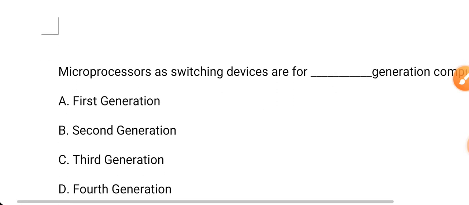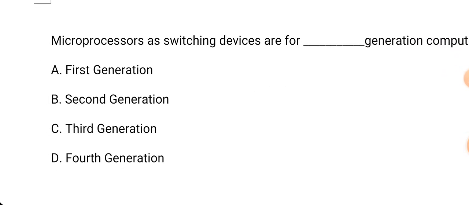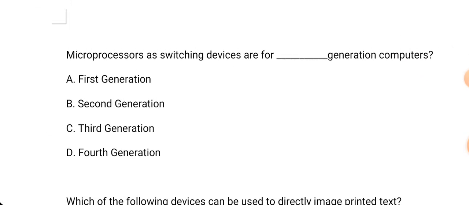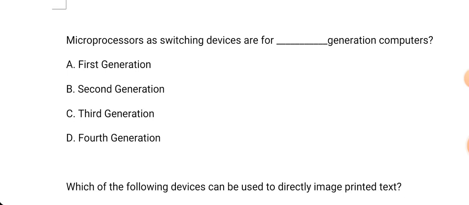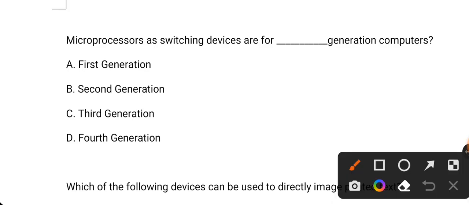Next question. Microprocessor as switching devices are dash generation computers. Its answer is option D, fourth generation.